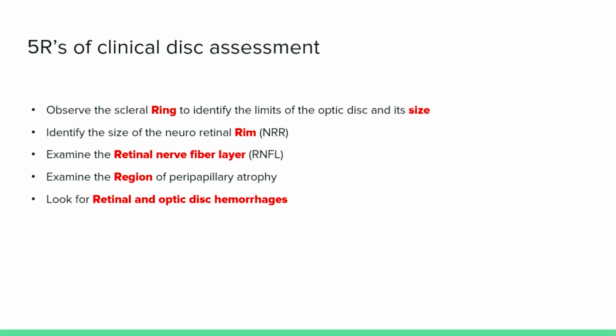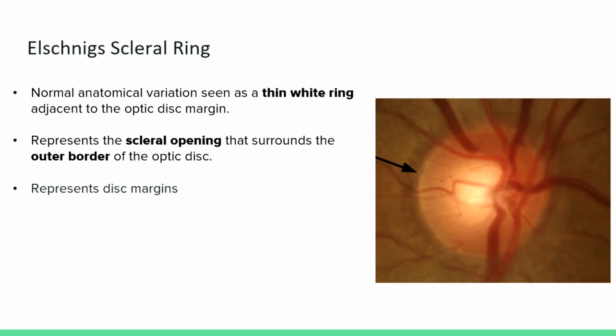Now moving on to the 5 steps of clinical disc assessment. First we observe the scleral ring to identify the limits of the optic disc and its size. Then we identify the size of the neuroretinal rim, and after that we examine the retinal nerve fiber layer and look for the region of peripapillary atrophy. And in the end we'll look for retinal and optic disc hemorrhages. We'll be explaining in detail one by one.